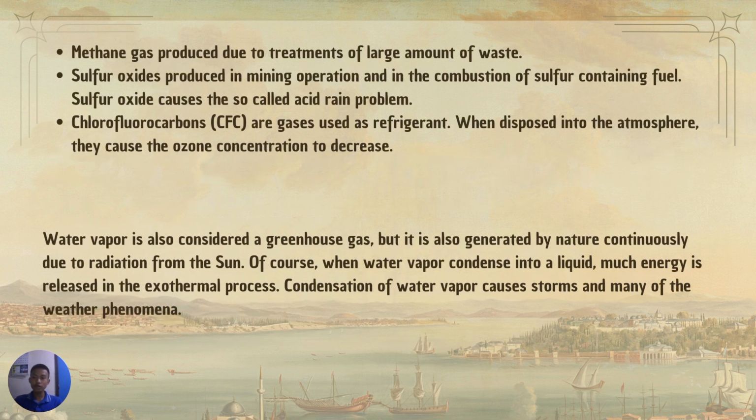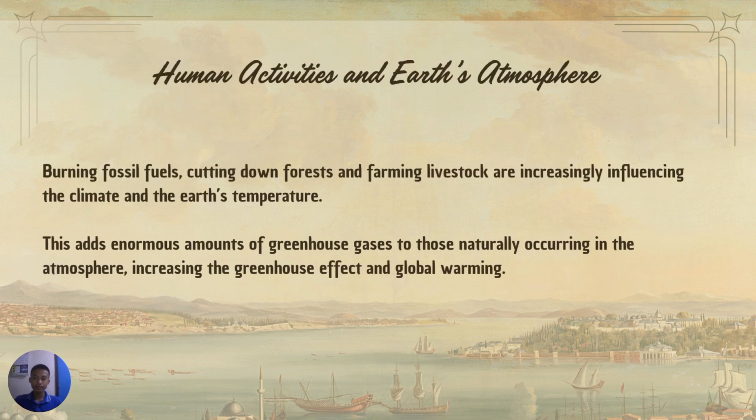Methane or CH4, sulfur oxides or SOx, chlorofluorocarbons or CFCs, and water vapor H2O are key pollutants that contribute to global warming, acid rain, ozone depletion, and weather phenomena, impacting air quality, human health, and ecosystems.